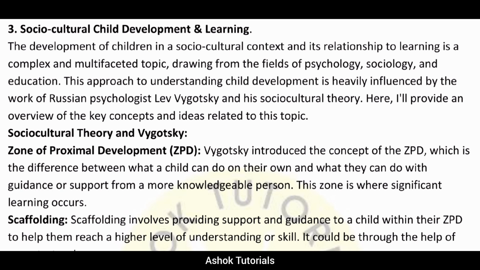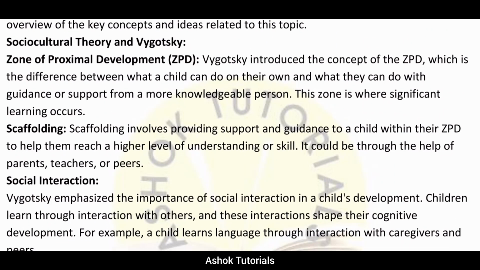The zone of proximal development is introduced by Vygotsky, which is the difference between what a child can do alone. Suppose you ask a child to draw a picture, then the child can draw on its own, right? But if you yourself help the child to draw that picture, then he can do a better one. So the difference between what a child can do alone and what a child can do with your help is known as the zone of proximal development. This is where significant learning occurs.